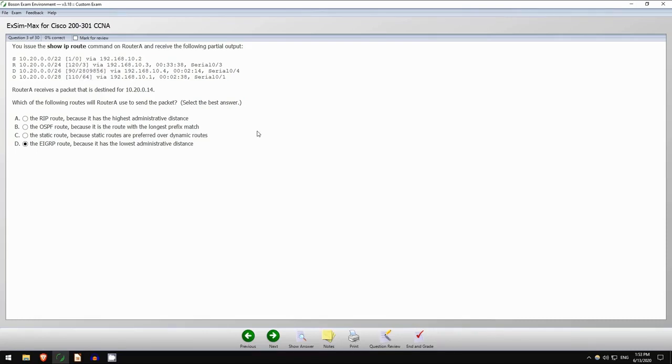So what did I tell you in, I believe it was day 11's video about static routes? How does the router decide which route to use if this destination matches multiple entries in the routing table? And this destination does match all of these entries, so it could use any route. Which one does it use? It uses the most specific match. And most specific means the longest prefix. So that is /28. So it should use this OSPF route and send the packet to 192.168.10.1 out of its serial 01 interface. So I think B, the OSPF route, because it is the route with the longest prefix match, is the correct answer. Let's check.